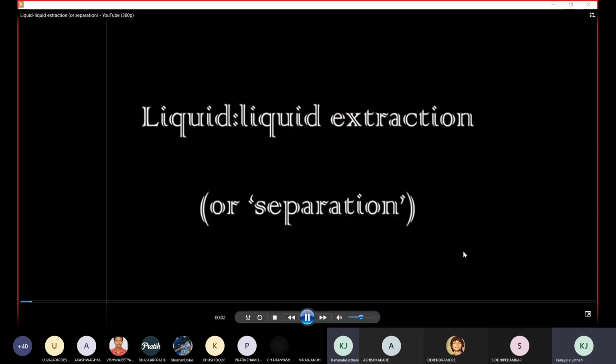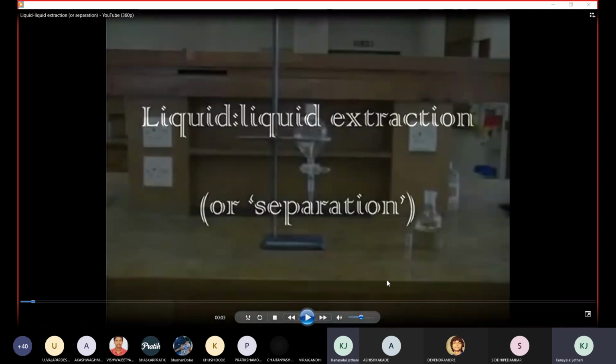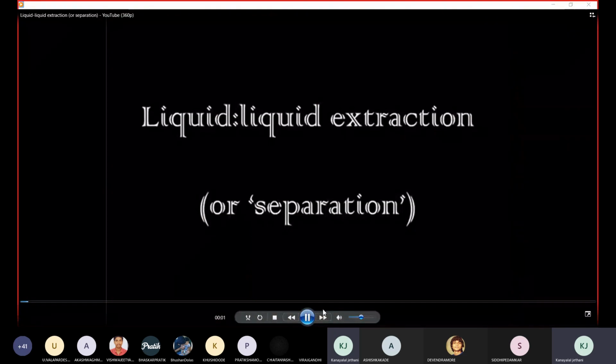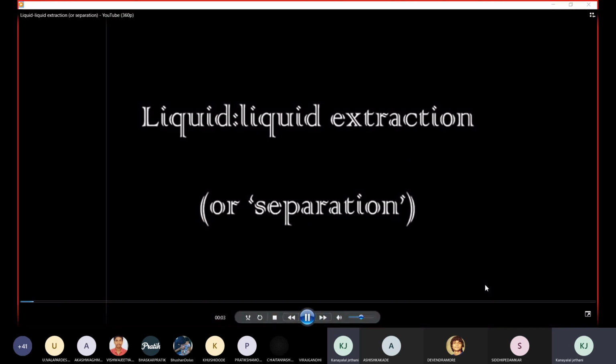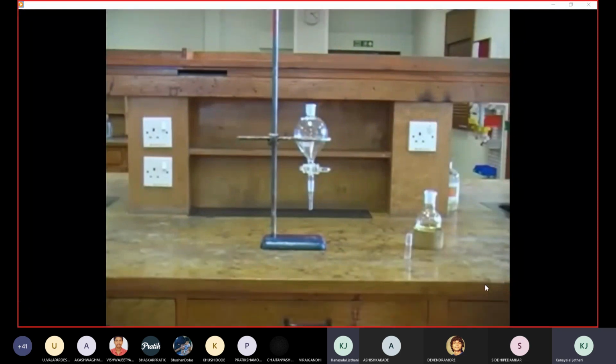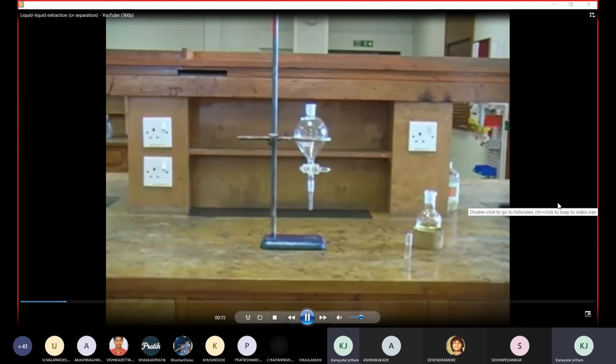The technique of liquid-liquid extraction is a form Can you hear also? Yes, sir. Yes. Yes, sir. of solvent extraction, which is often referred to simply as a separation. And we do this using the technique of liquid-liquid extraction is a form of solvent extraction, which is often referred to simply as a separation. And we do this using a separating funnel as shown on the screen. The technique can be used in a range of contexts, and it's important that you understand why you're carrying out a separation in the experiment that you're doing.